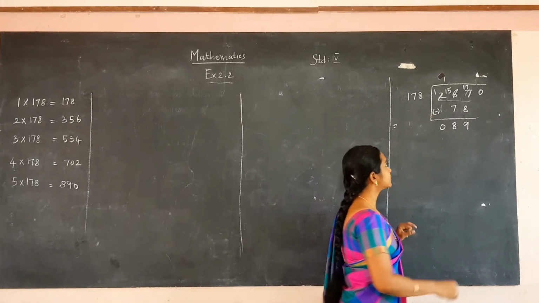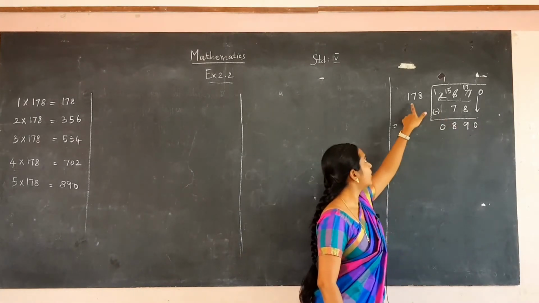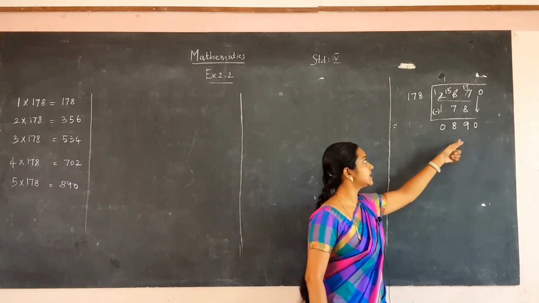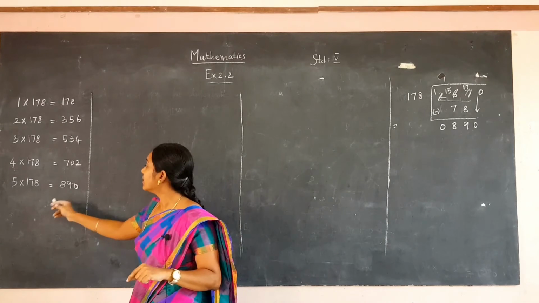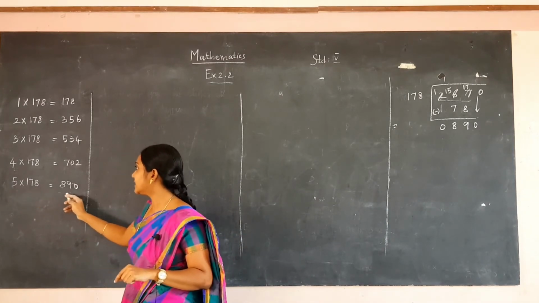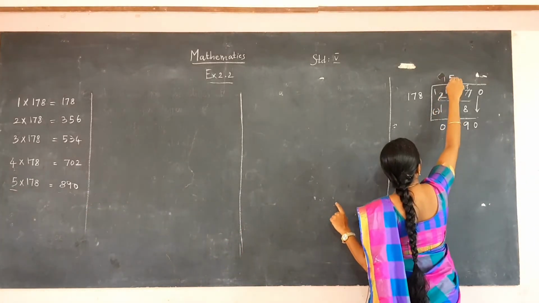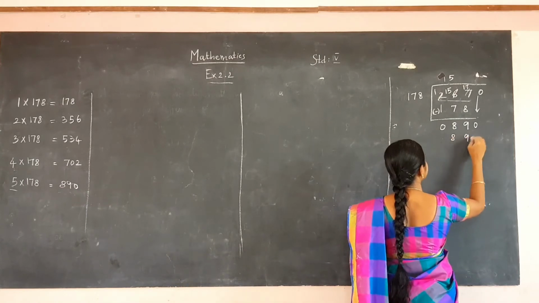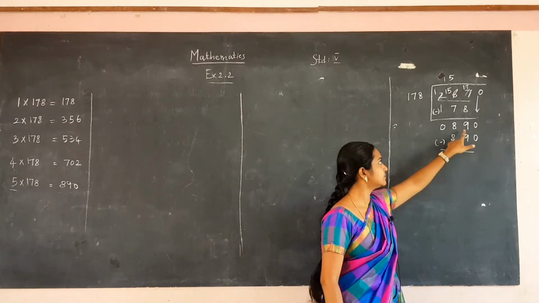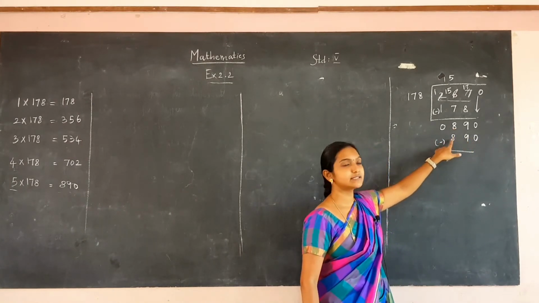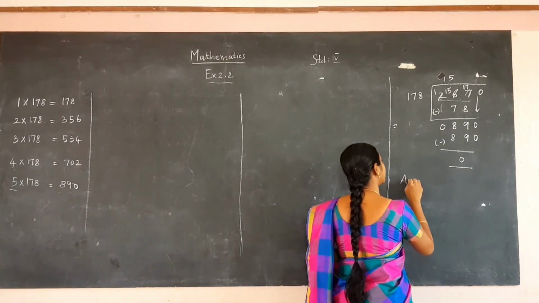So we cannot divide. So bring a 0 from above. 890 is greater than 178. Now we can divide. Now find a number nearer to 890. See the tables. We have 5 into 178 is 890. So we have to put 5 in the quotient. 5 into 178 is 890. Now we are going to subtract these two numbers. 0 minus 0 will be 0. 9 minus 9 will be 0. 8 minus 8 will be 0. So the answer is 15 months.